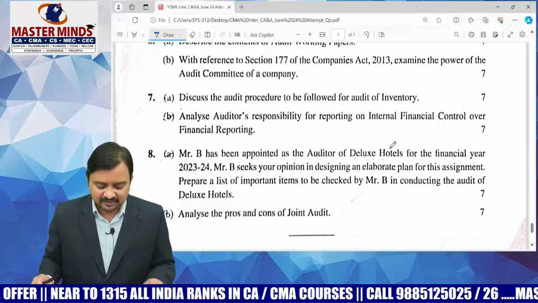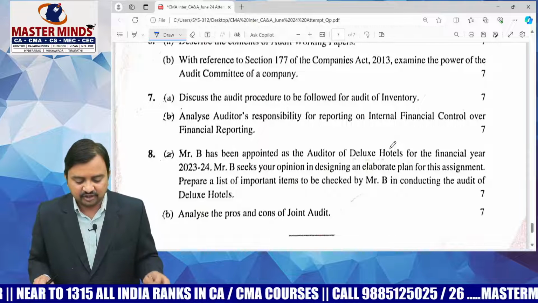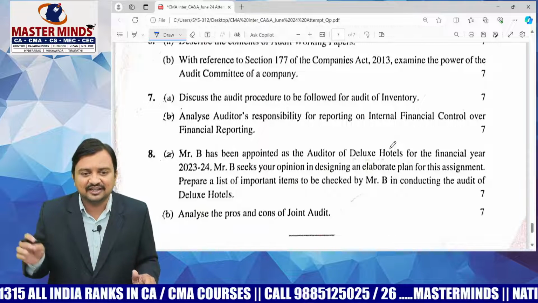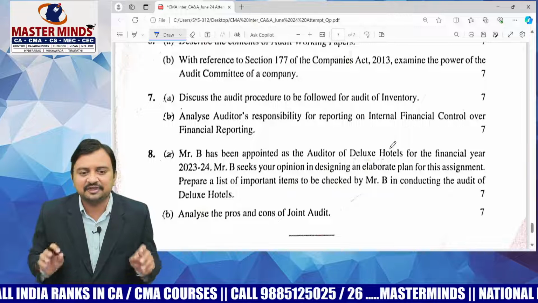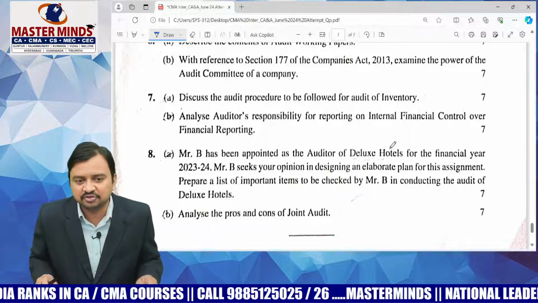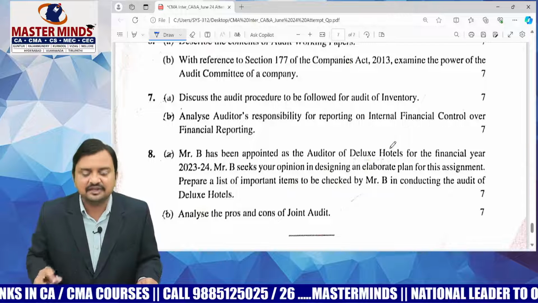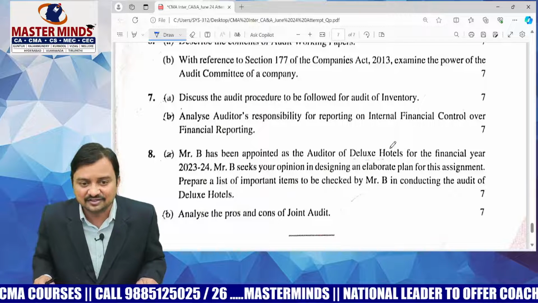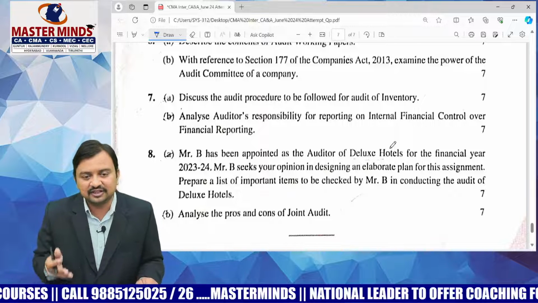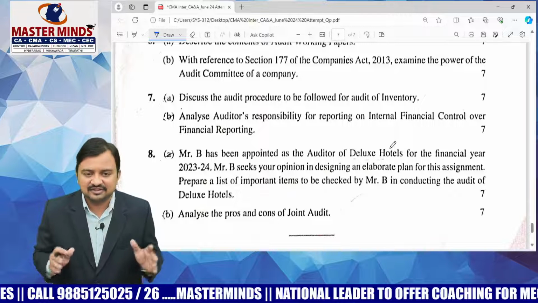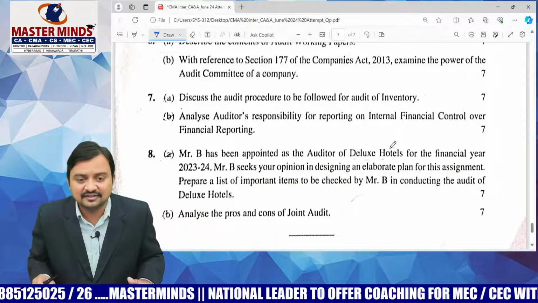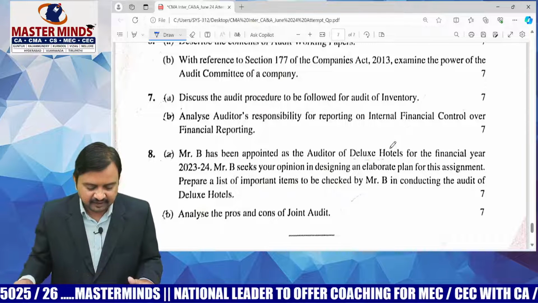Next, question number 7, sir: discuss the audit procedure to be followed for audit of inventories. Audit of different items of financial statement: if you remember, definitely they are going to pick up one question for every attempt, sir. This time they have asked for audit of inventory. Again, this question is also covered in our guess questions. Audit of inventory, procedures to be written, we have discussed in class, sir. Easy question. I hope you have presented this answer properly.